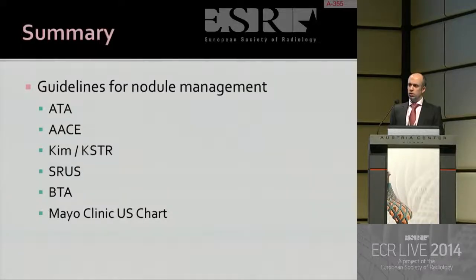There are various nodule guidelines for management. On the available evidence as it stands, the KIM criteria would be the most sensitive for detecting thyroid cancer, and AACE criteria the most specific. They both have a very high negative predictive value. The new BTA guidelines, soon to be published, and the Mayo Clinic ultrasound chart are the only guidelines that rely predominantly on nodule appearance for guiding FNA and management.